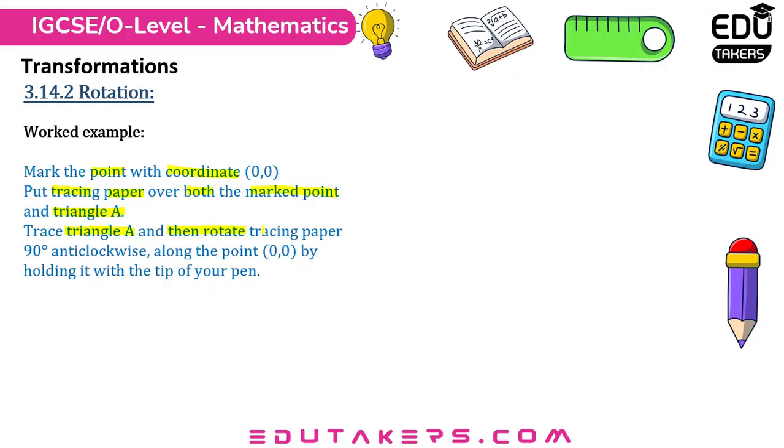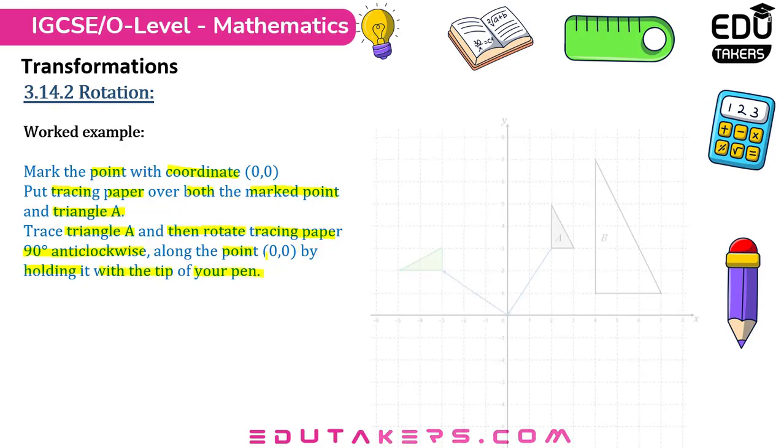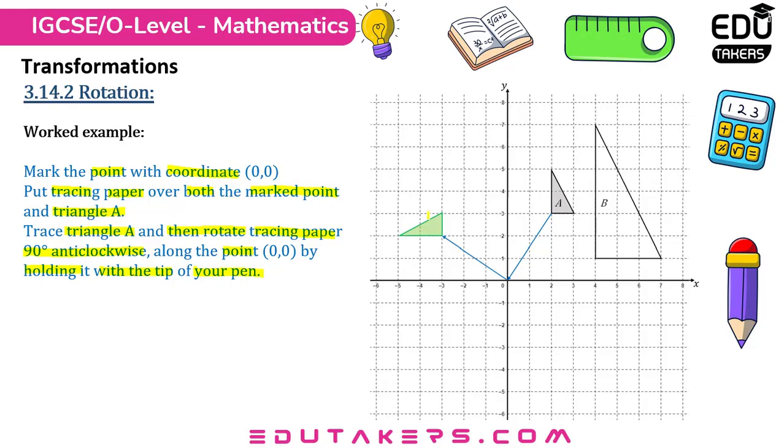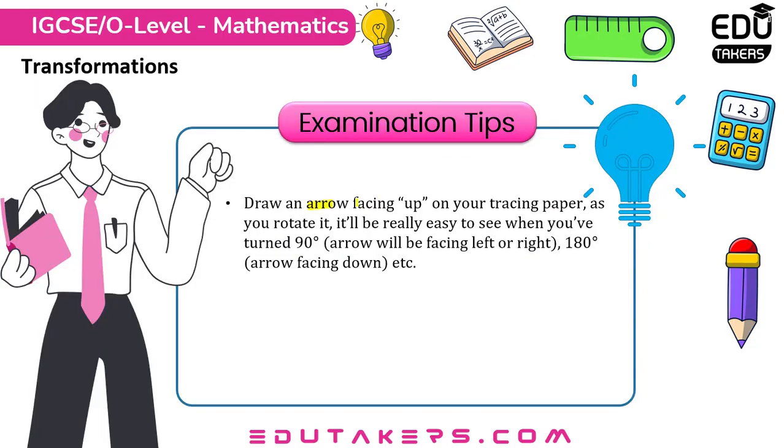Trace triangle A and then rotate the tracing paper 90 degrees anti-clockwise about the origin by holding it with the tip of your pen. The shape will be rotated here. Draw an arrow facing up on your tracing paper as you rotate it. It will be really easy to see when you have turned 90 degrees. The arrow will be facing left or right, 180 degrees, arrow facing down, etc.